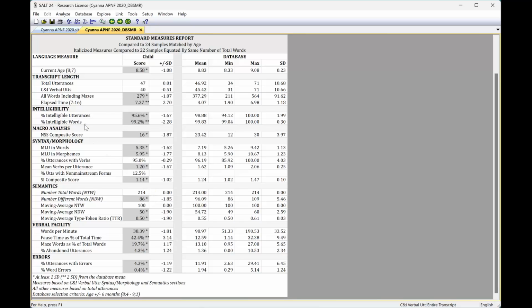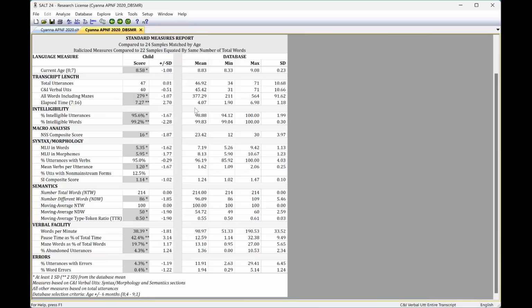So this report is divided up by language domain. Her transcript length will tell you about total utterances. That looks pretty average. And all words is word count. So she had 279 words. That's a little bit lower than the database mean of 377. And it took her a little bit longer, 7 minutes and 16 seconds compared to the database mean. So it took her longer to tell that story, which makes sense since she had so many pauses and revisions in her language sample. Intelligibility was 95%, and that's a little bit low. Of course, for almost 9-year-olds, we'd expect that to be near perfect percentage intelligibility.